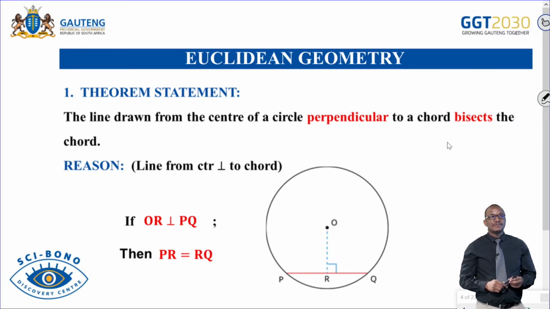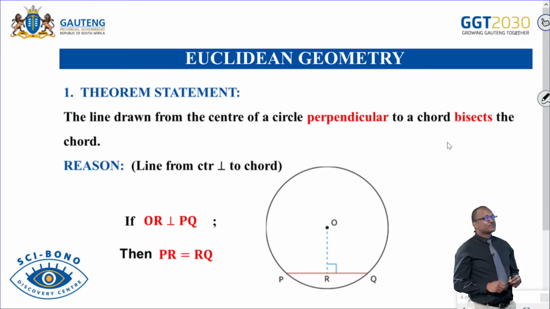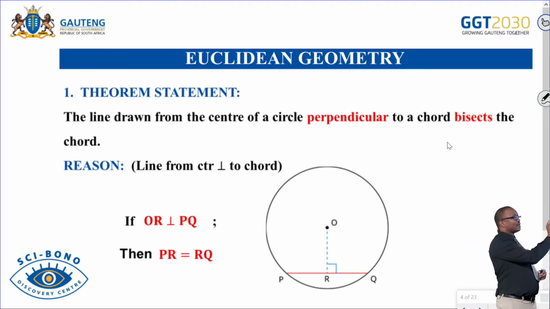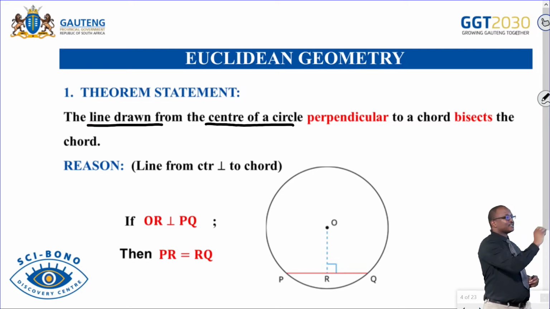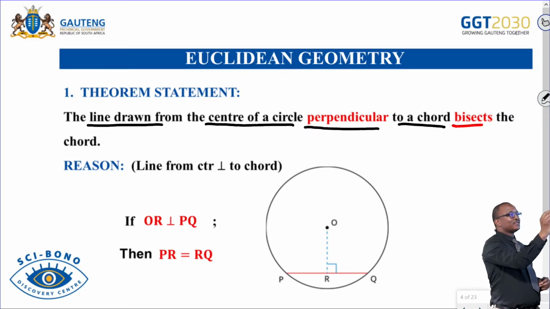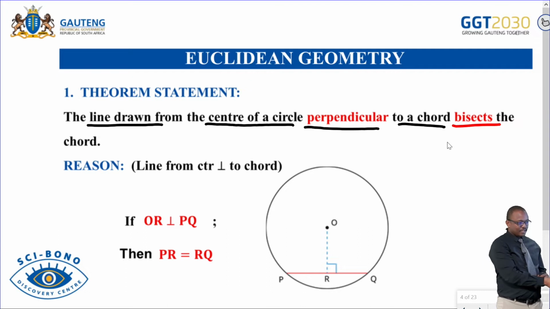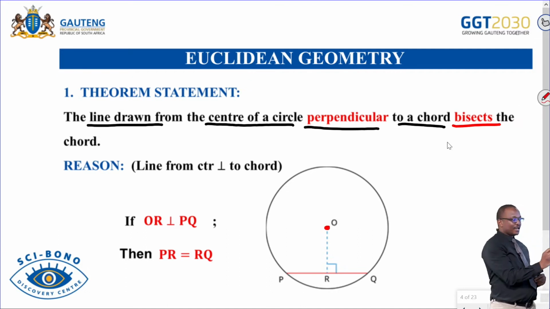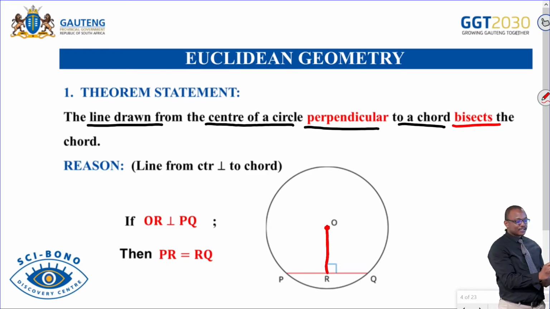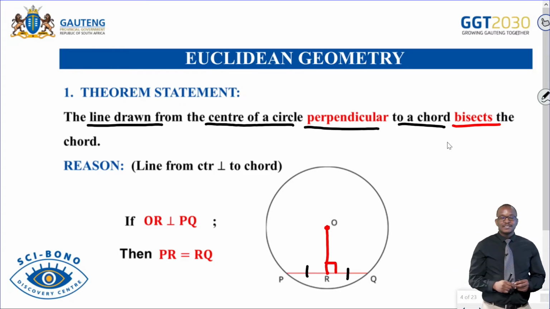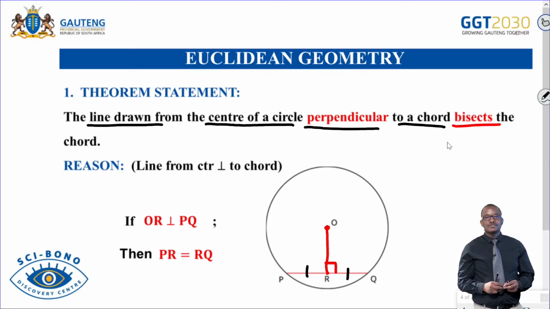So our theorem statement is: the line drawn from the center of a circle perpendicular to a chord bisects the chord. So we are talking about a line drawn from the center of a circle perpendicular to a chord, and it bisects the chord. What are we talking about here? We have a center O. A line is drawn from the center of the circle to the chord, and it is perpendicular to the chord. We're saying that line bisects the chord. When you bisect something, it means you cut it into two equal parts.